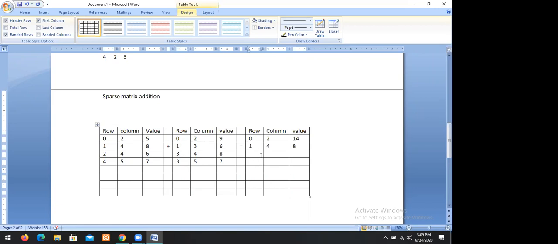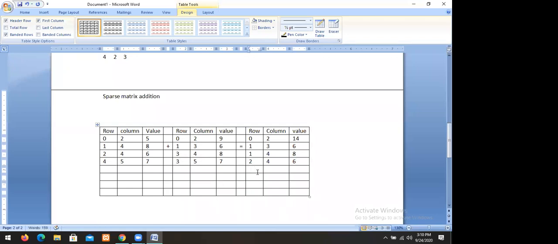The lowest row number is 1, 3, 6. Then the lowest will be moved. So if row numbers are equal, then compare the columns. When columns are not equal, then move the lowest value. Then we go for the next row number, 1. The lowest is 1, 4, 8. Then we go for the next, 3 and 2. Both are not equal. 2, 4, 6. Then go for 3 and 4.